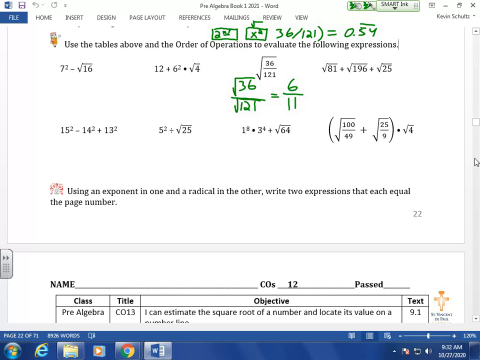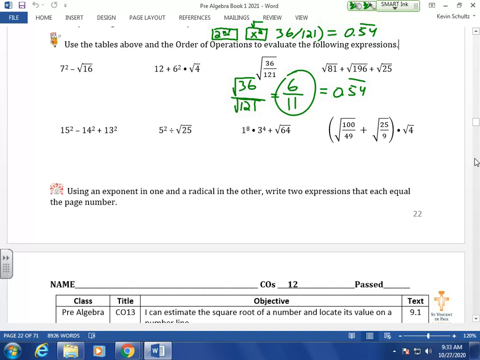Now go to your answer. Just take 6 divided by 11. No root, no anything. We've taken the root. We just have 6 elevenths. 6 divided by 11 should give you the same decimal, right? That's how you know that you've done it correctly. If the original expression and your answer are the same decimal, that means they're equivalent expressions, which means you've done it right. Okay?